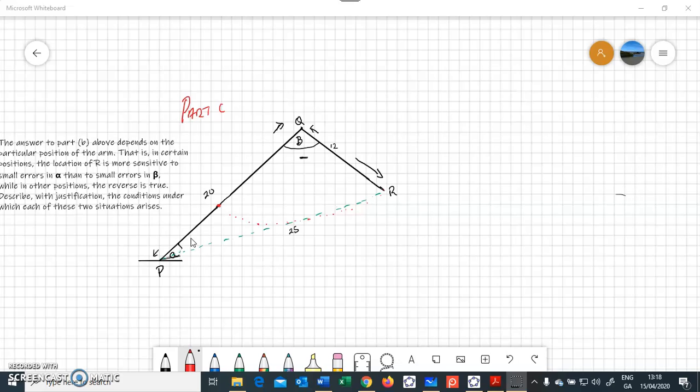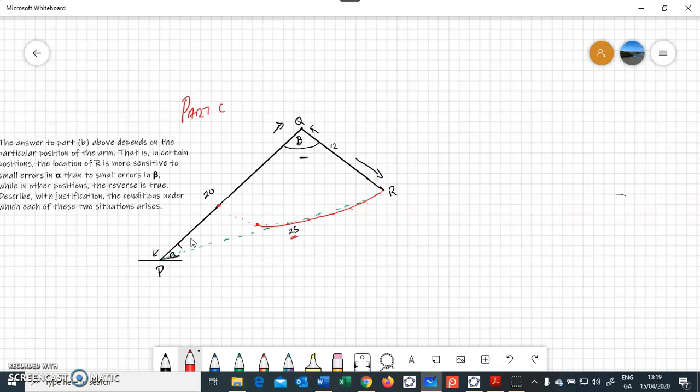This is where we have to have a look and see what happens when QR starts to swing towards PQ. At the moment we know that the distance PR is 25, and when we were finding the error the last time, the error was bigger, obviously, because PR was longer than QR. But look what happens when R starts to move in this direction: PR starts to get shorter and shorter. Eventually PR will get to the point where it's the same as QR.